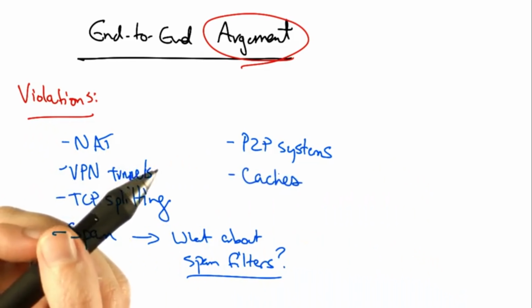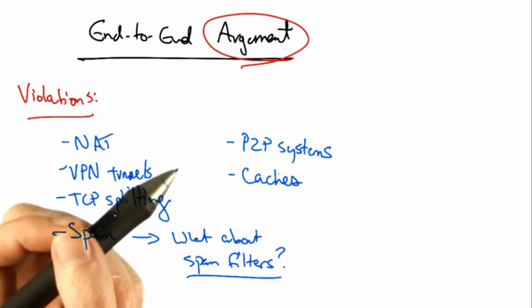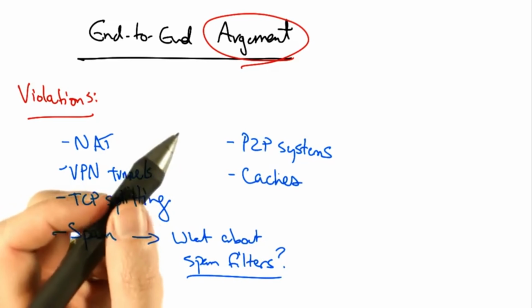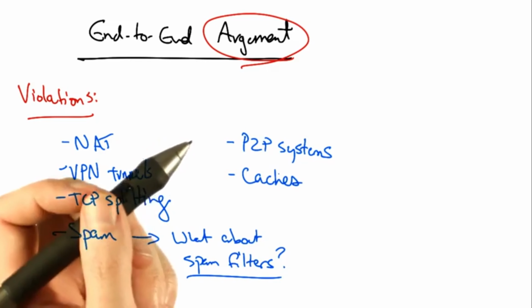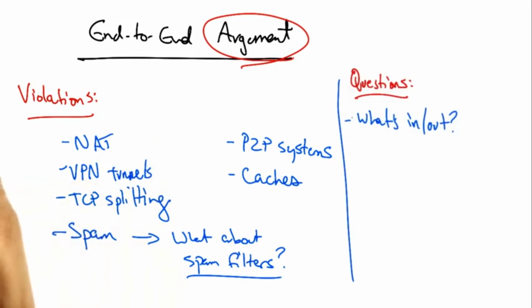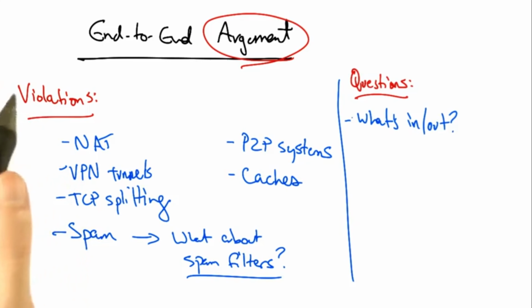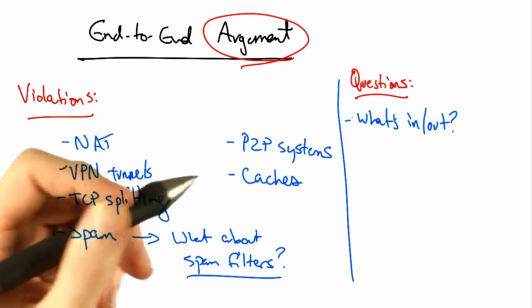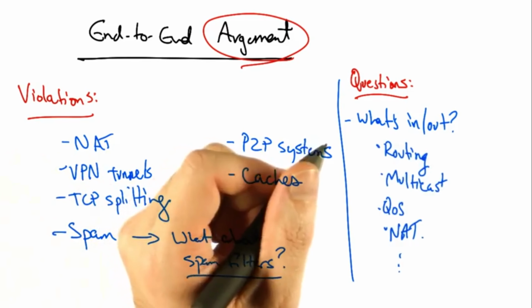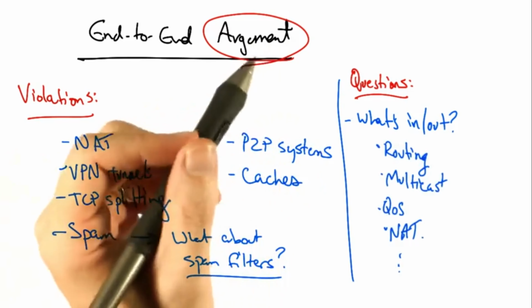So when considering the end-to-end argument, it's worth asking whether or not the argument is still valid today and in what cases. There are questions about what's in versus out, certainly, and what functions belong in the dumb minimal network. For example, routing is currently in the dumb minimal network. Do we really believe that it belongs? What about multicast, mobility, quality of service?